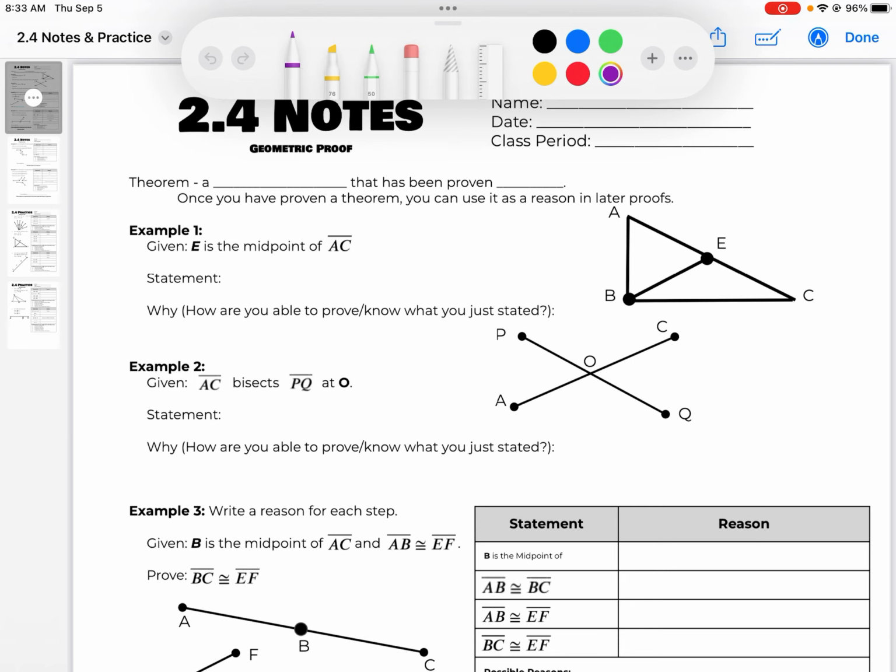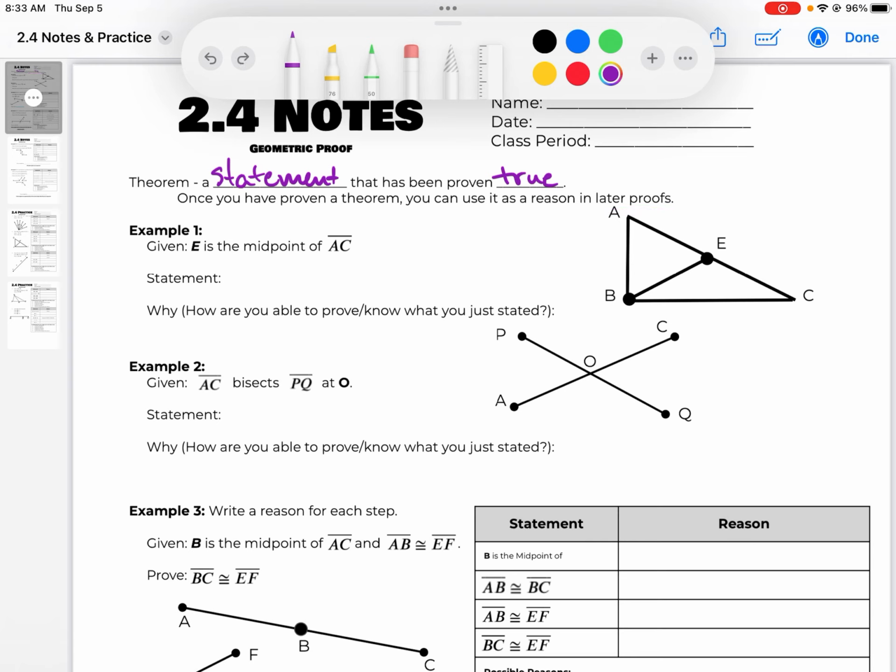in class. And so the first thing we're talking about is a theorem, which is something that we have talked about previously, but a theorem is a statement that has been proven true. It's been proven true. And the reason that's important is because we're going to use theorems to build arguments. You can use it in later proofs, okay? Use it in later proofs.